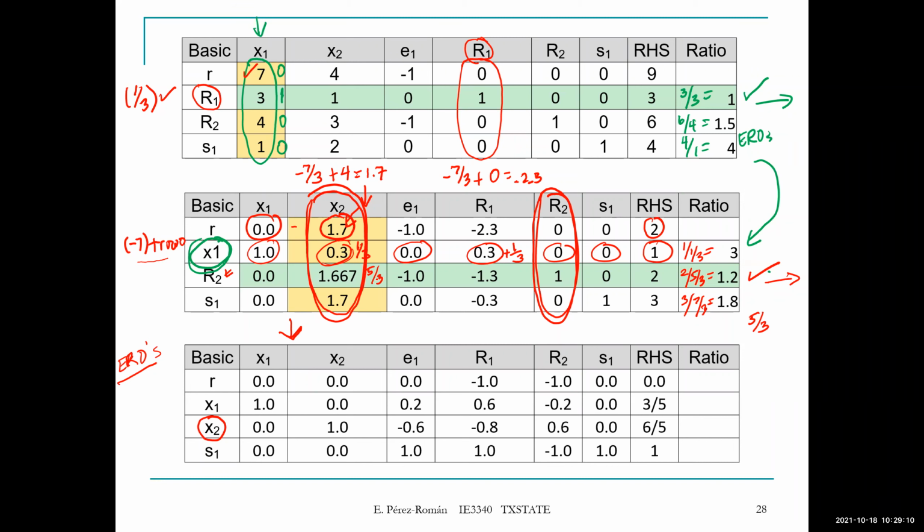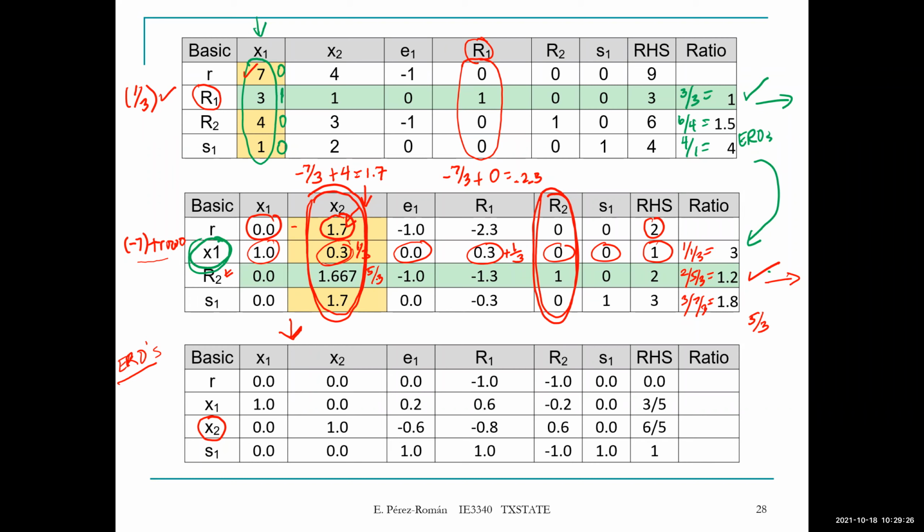But you can end up with an artificial variable here in the basics. As long as that artificial variable has a value of 0 here, then it's not going to impact your solution because it's equal to 0.